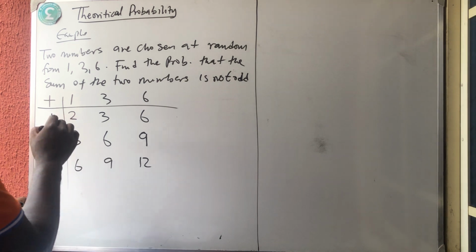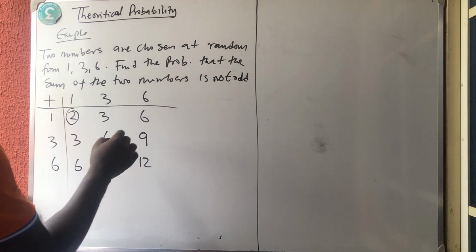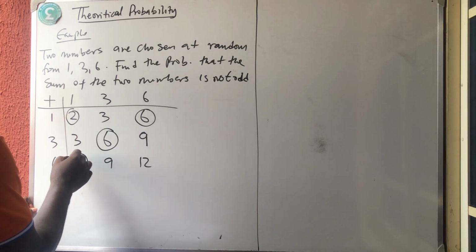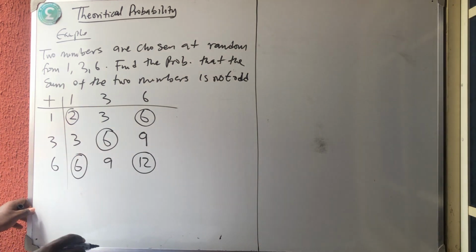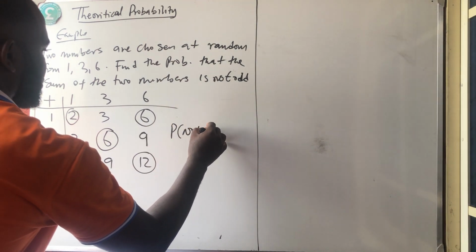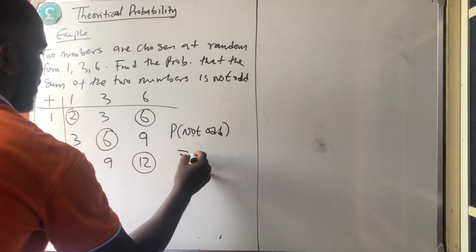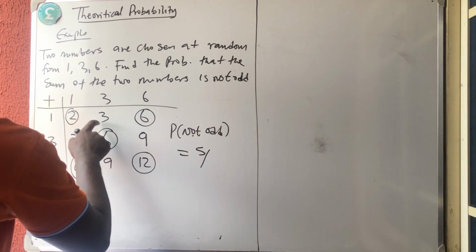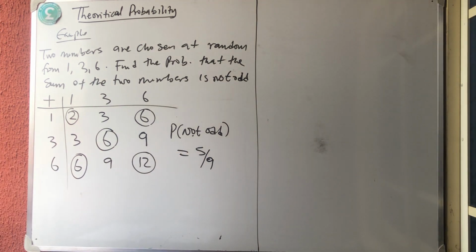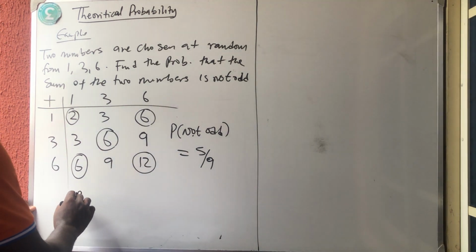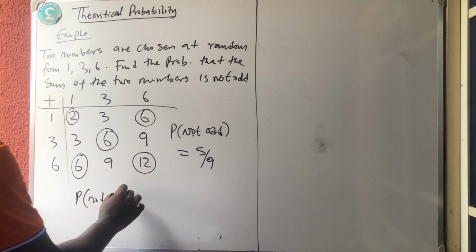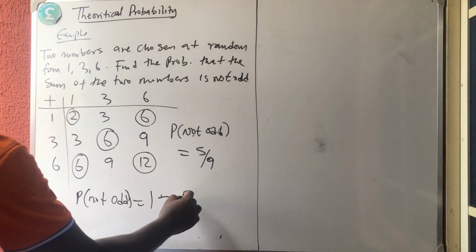The sum. This is not odd number 1, this is not odd number 2, this is not odd number 3, this is not odd number 4, this is not odd number 5. So the probability of not odd can be got as what? 5 over what? How many are they? 1, 2, 3, 4, 5, 6, 7, 8, 9. 5 over 9.